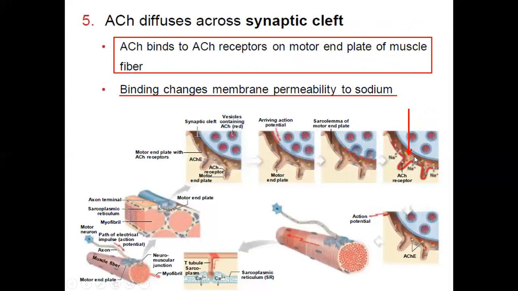That space is called a synaptic cleft. So once acetylcholine is released from the axon terminal, it diffuses into this space, the synaptic cleft. And across there, it binds to receptors on the sarcolemma, the motor end plate here. And that receptor is a signal. When acetylcholine binds to it, it's a signal to change the permeability of the sarcolemma's membrane to sodium.